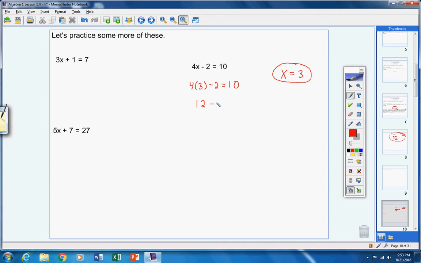4 times 3 is 12. 12 minus 2 is 10. 10 equals 10. Check. Are you getting this okay? Not too difficult, but you gotta make sure you understand this. Alright, let's try another one.